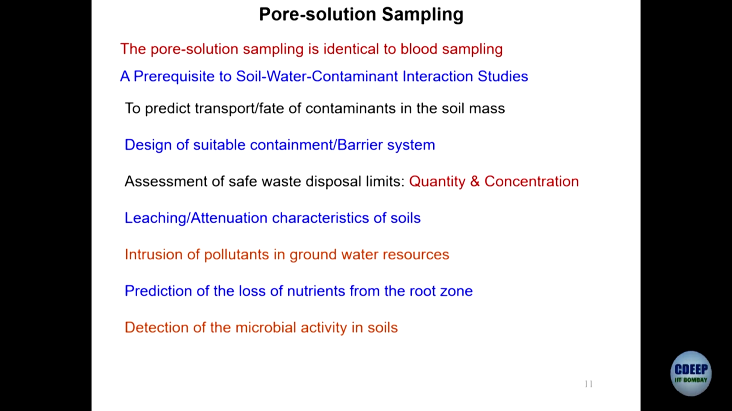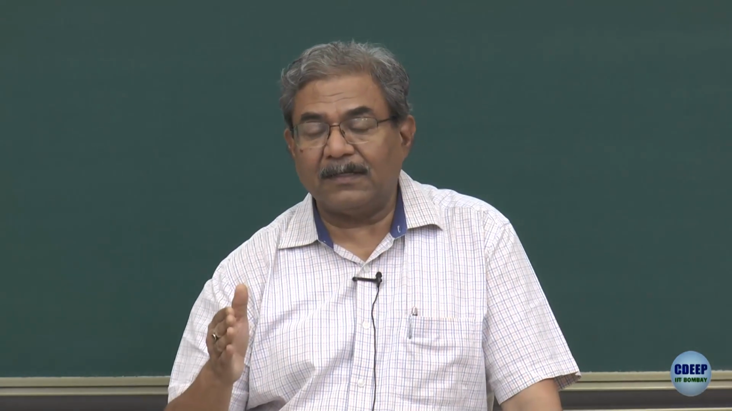Design of containment and barrier systems, whether these systems are working all right or not. Then quantification and concentration at the waste disposal sites, whether the concentration and quantity coming out, you are talking about the leachate, is within the limits or not. How to attenuate the characteristics of the soils, so that the contaminants passing through the soil will not be released easily, attenuation.